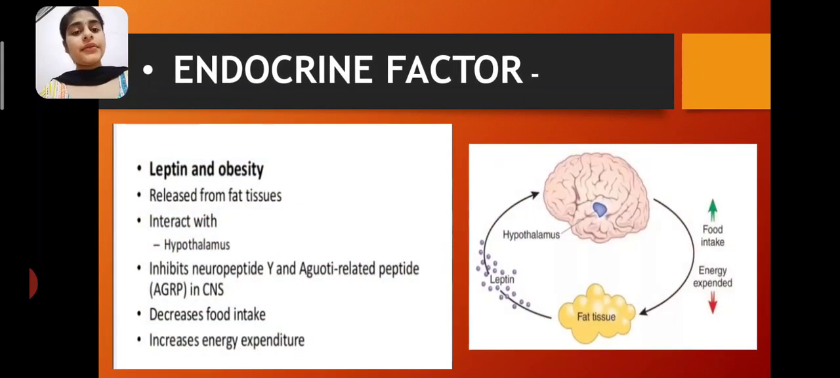Now, how endocrine factor is responsible for this. Leptin and obesity. Released from fat tissues. Leptin is a hormone that is released from fat tissues which interact with the hypothalamus, inhibits neuropeptide Y and agouti related peptide in CNS, decreases food intake and increases energy expenditure. You can see in the image attached here, food intake increases while energy expended is decreased. Fat tissues are releasing a hormone known as leptin.